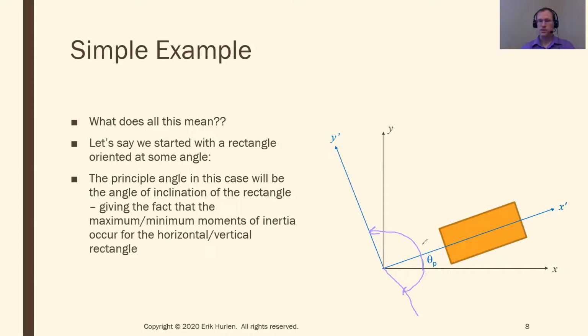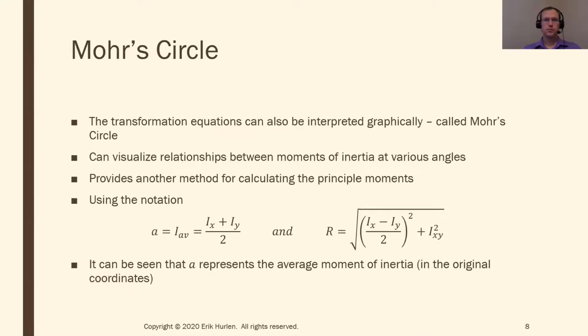So again, the principal angle gives me the orientation to reorient this into the orientation that gives me the maximum and minimum values, in this case, back to the horizontal or vertical rectangles. So that's the mathematical way to find principal moments of inertia. Again, there's also this graphical way to do it called Mohr's circle.